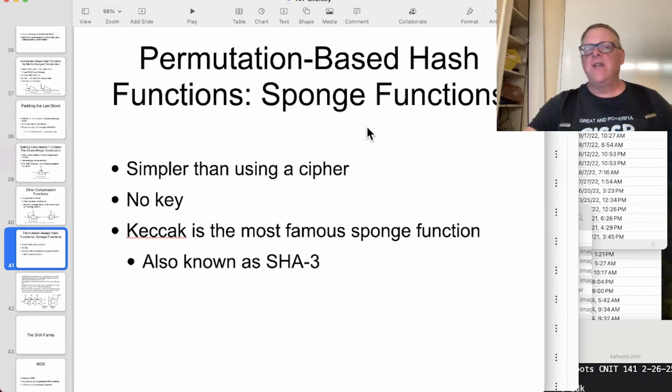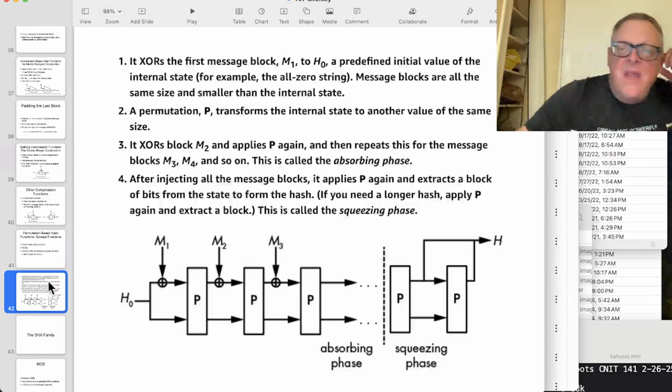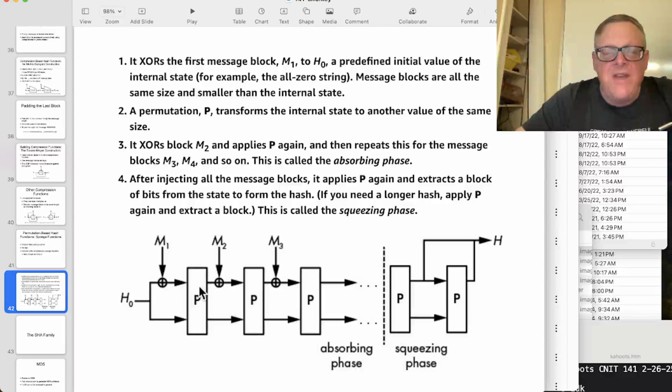Now, there's a new technique using a sponge function with no key, and this is Keccak, which is used for SHA-3. What it does is you have the first block of message, and you XOR it with an initial value. You have an internal state that starts with something like all zeros. Then you XOR it in, and you have a permutation that transforms the internal state to another value of the same size. So you feed in the message XORed with it, and you have part of this that's not XORed with it because the hash internal state is probably longer than your message. And then you permute it and just keep doing that over and over. So you just add the message in and keep permuting it.